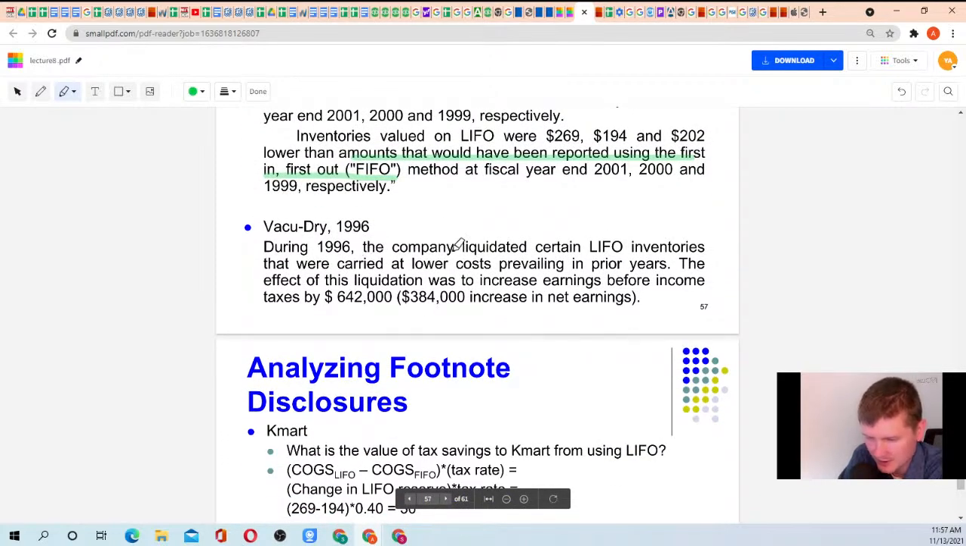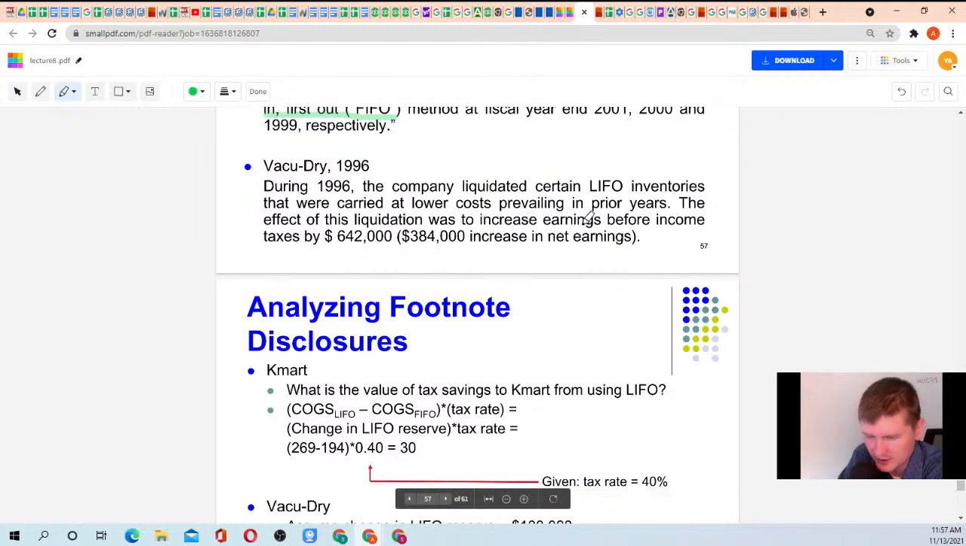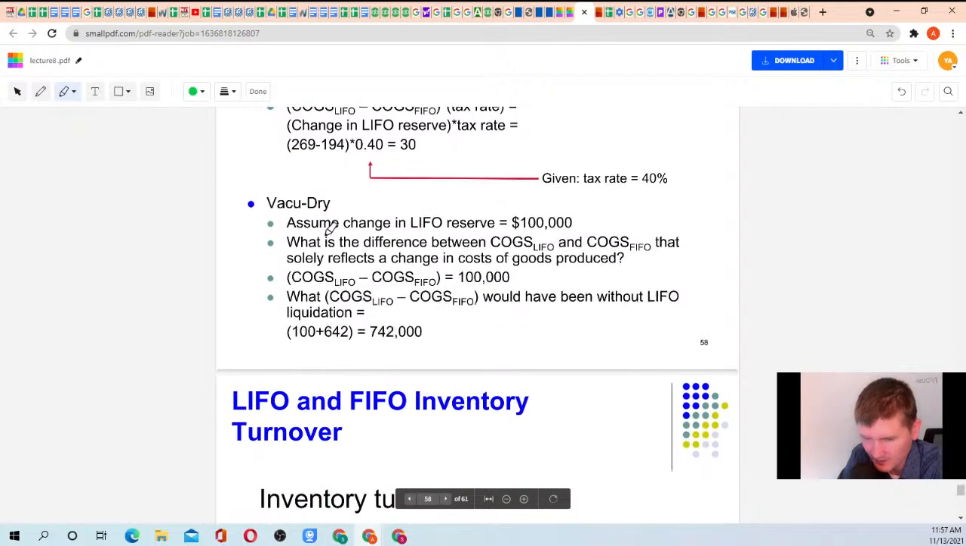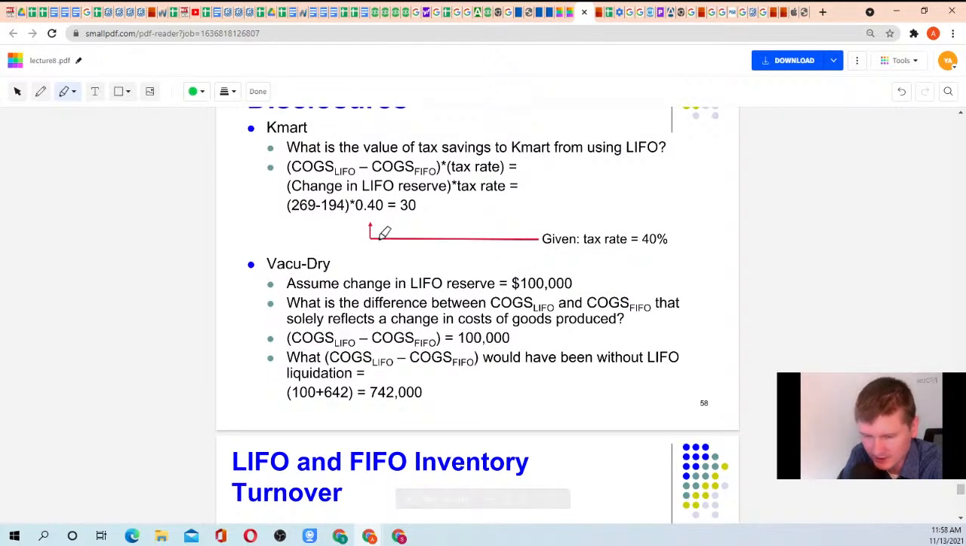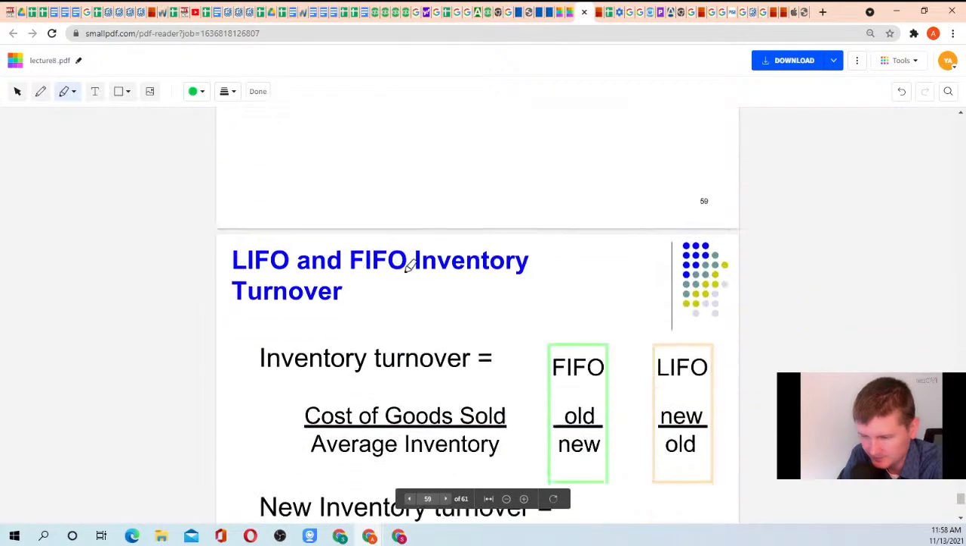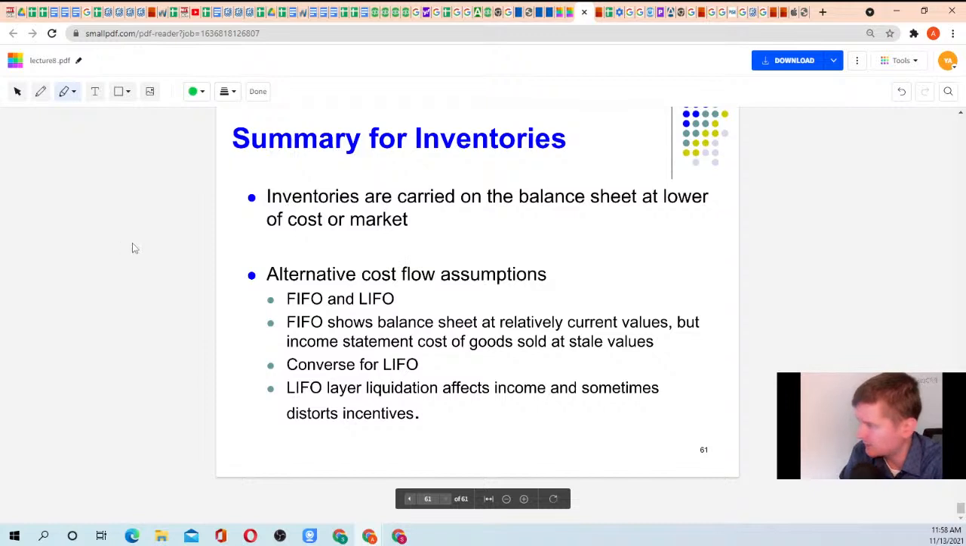Okay, 1996, the company liquidated certain LIFO inventories that were carried at lower costs prevailing in prior years. The effect was to increase earnings before income taxes by $692. So when you run LIFO, you have some profit reserve because of the low value inventory. If you want to bump your profit, you will liquidate your LIFO reserve. On the other hand, it will impact your tax liability. So you need to think twice if you want to do that. Okay, and here they calculate tax implications of that.